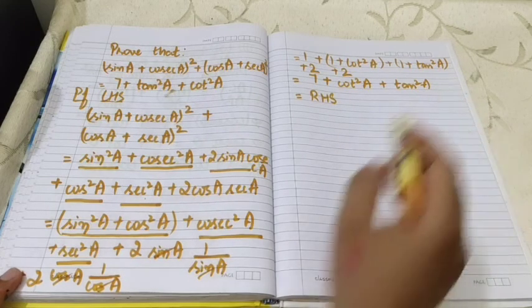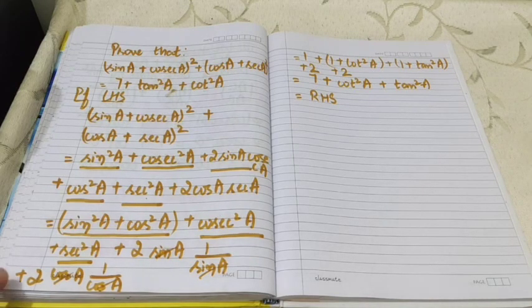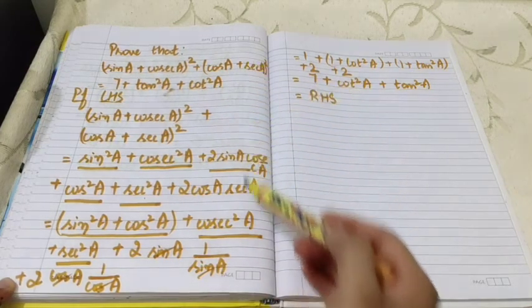That is how, by using 3 basic trigonometric identities and other rules of trigonometry, we can solve or we can prove various other identities.